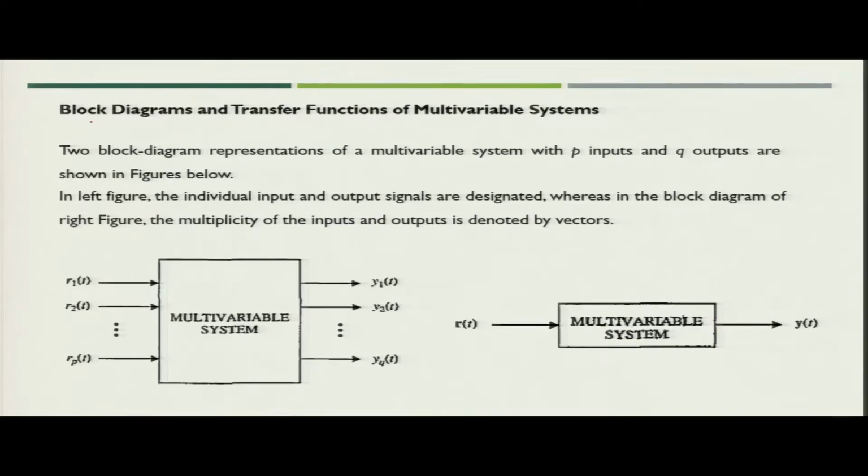Now, let us see, when we have multiple inputs and outputs, that means a multivariable system, how we will find the transfer function. If you see this block diagram, here you have one multivariable system where the inputs are from R_1 to R_p and the outputs are from 1 to q. In short, you can say that it has a vector R as an input and a vector Y as an output.